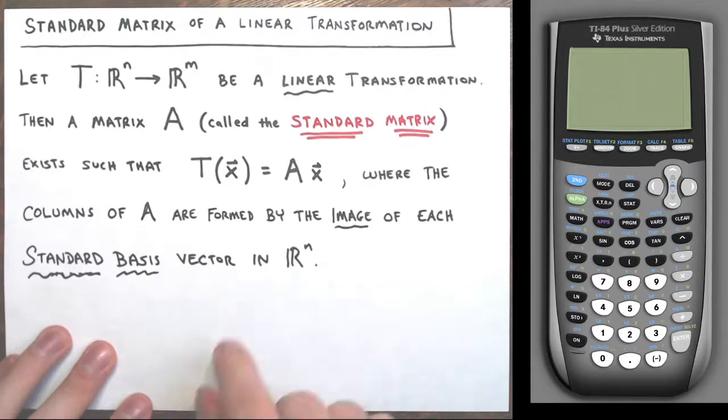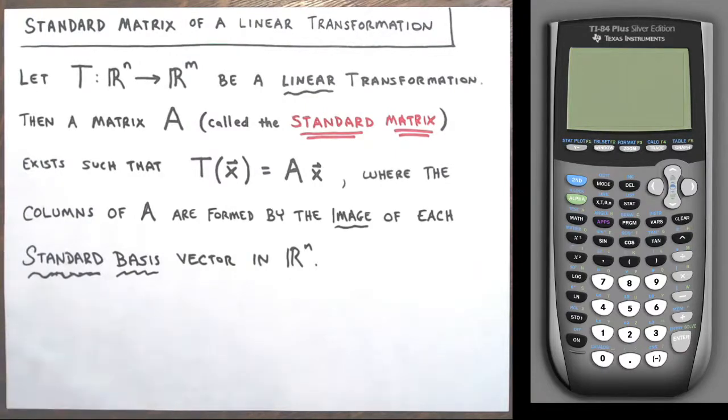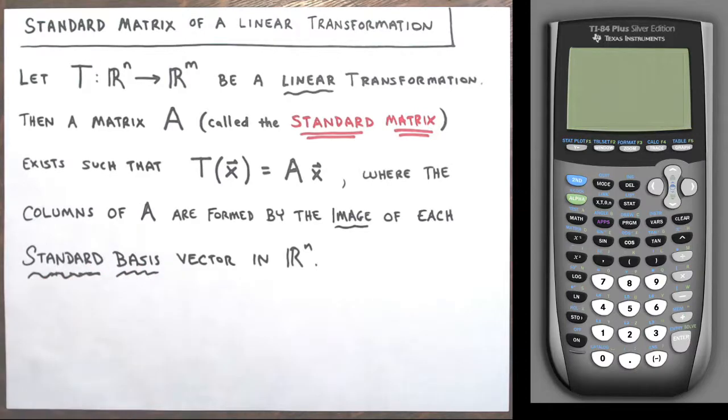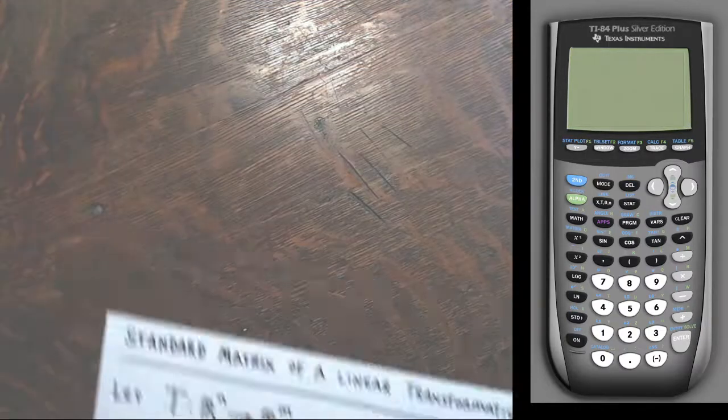Now I have shown you in a previous video that if you have a linear transformation, you can very easily write the output as a matrix times the input vector, and it's very simple to do. But the purpose of this video is to show you how we can use the vectors from a basis for the domain to also create this same standard matrix. So let me show you what I mean by that.